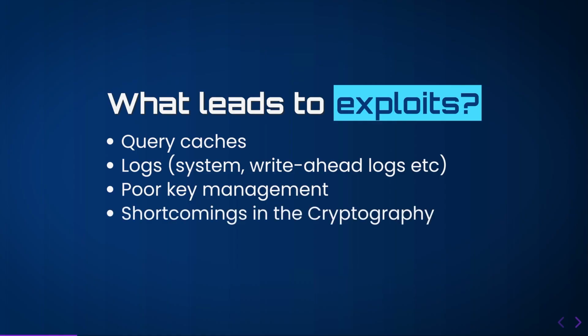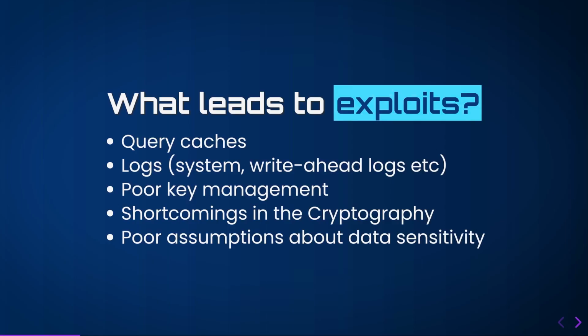Shortcomings in the cryptography itself, and we'll talk more about that and some examples of shortcomings like those in this talk. Certainly that's a major part of why data is lost. And finally, poor assumptions about data sensitivity. What kinds of data should we actually consider to be secret? What kinds of data might we be thinking of as quite innocuous but could lead to leverage for an attacker?